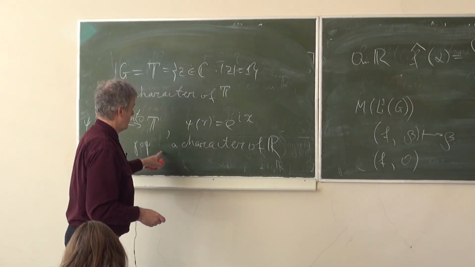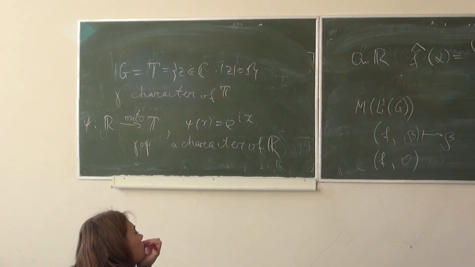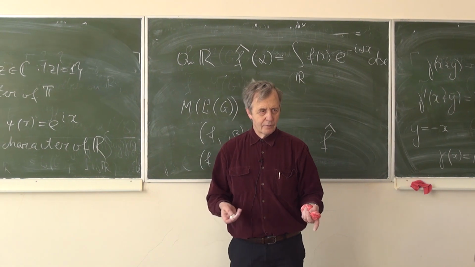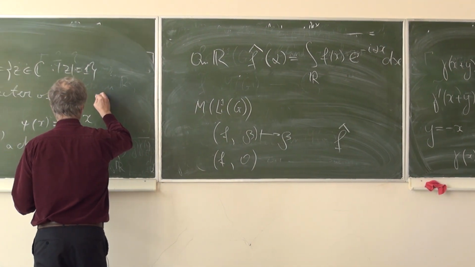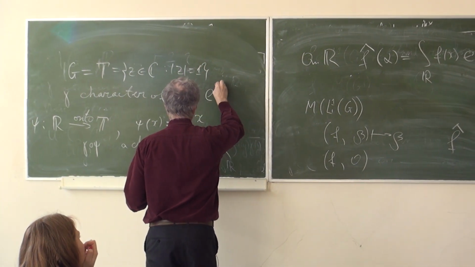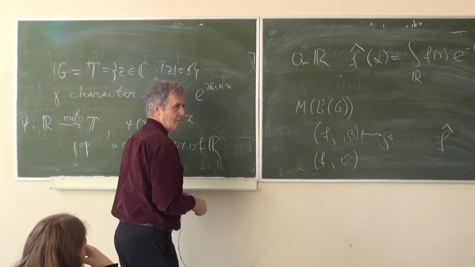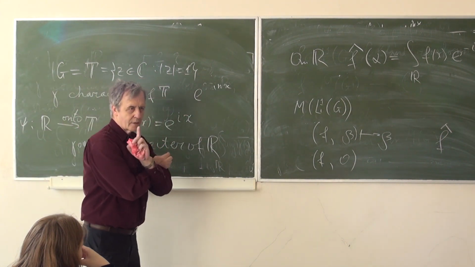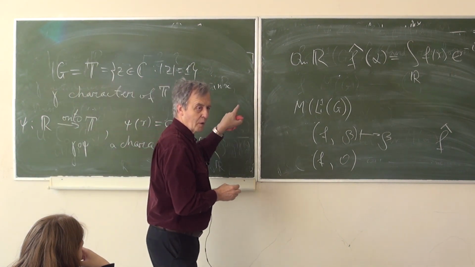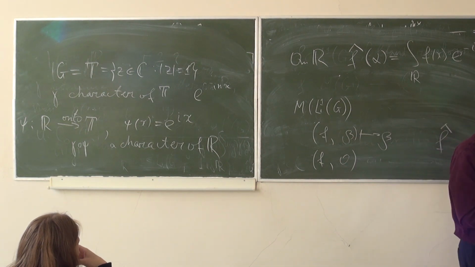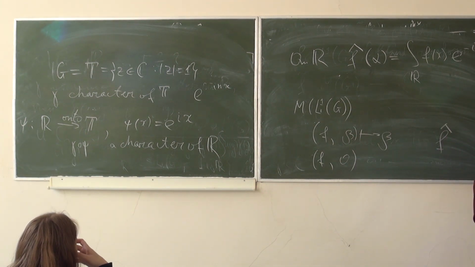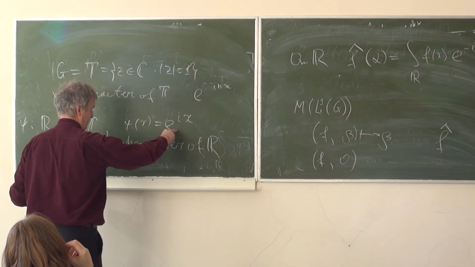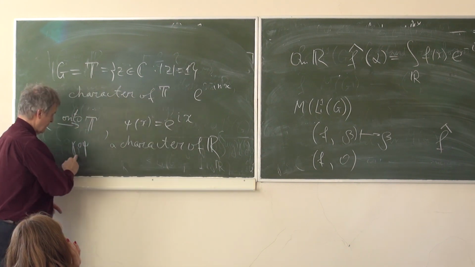Okay, so this is a character of R, and so this function has this form, but it must be 2 pi periodic. And then it follows that it is of the form e to the power this. Okay, no, this is one periodic. What I wrote is one periodic, and this is 2 pi periodic. So if we consider this composition.